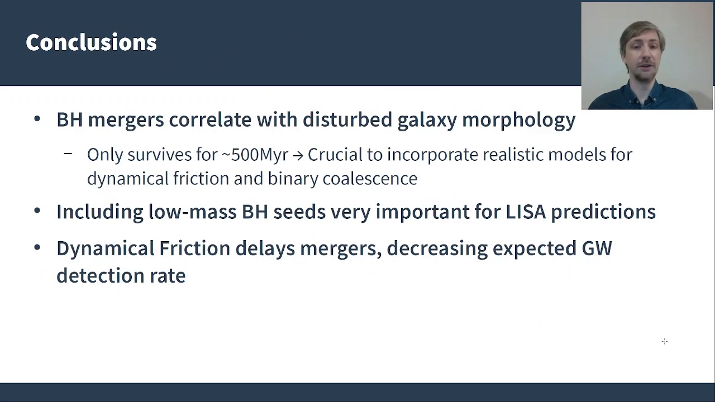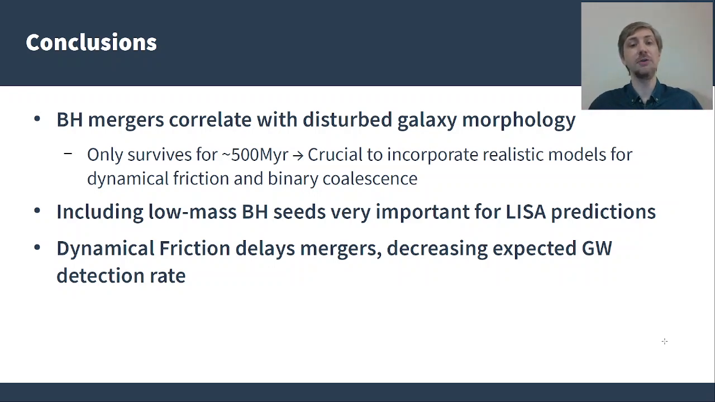And so in conclusion, we've shown that black hole mergers do correlate with the morphology of the galaxies they're in, but that correlation has a limited window that it survives. And so it makes it very important to accurately model the time frame involved in merging black holes. Then using the Asterix simulation, I showed how dynamical friction modeled directly in the simulation does indeed slow down merger rates and decrease the expected number of mergers we would find.